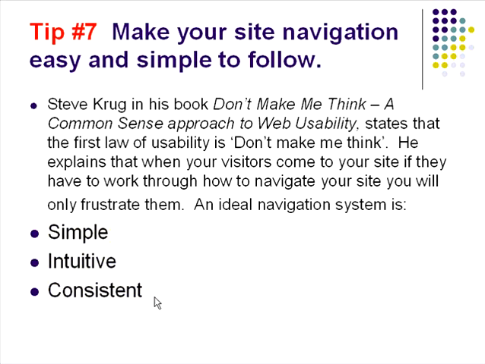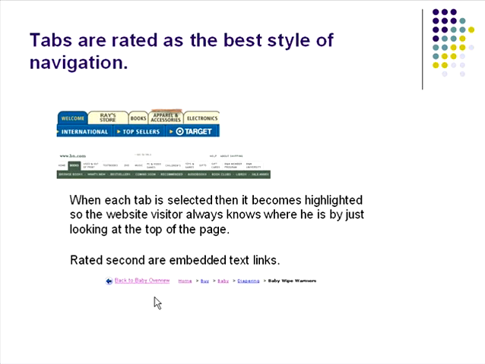Now, we have some examples of navigation systems that are very intuitive, simply because they borrow their idea from something that has already been used in the physical world. So here we have an idea in the physical world that is borrowed for the virtual world. And tabs are rated as the best style of navigation. For example, here we have the navigation tabs being used by Amazon.com.